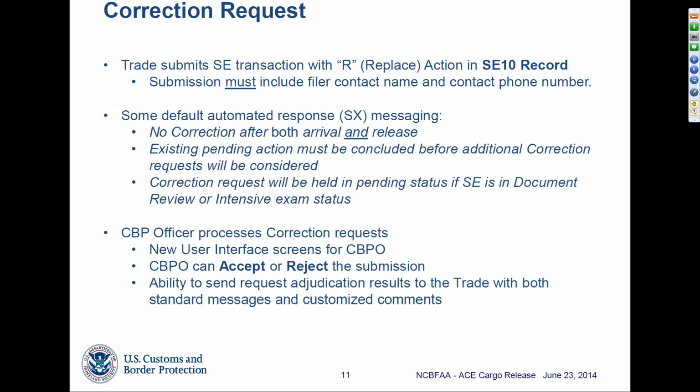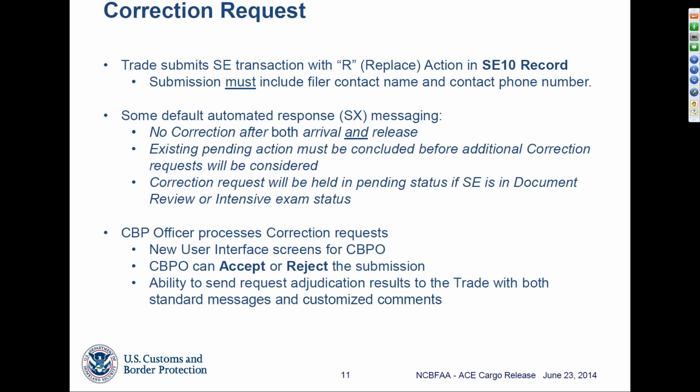So for correction requests, we have some rules about this. Remember that an ACE entry can be filed way in advance of even the bill being on manifest. So we will take requests and replacements for corrections up until both arrival and release. If it's arrived but not released yet, that's fine. If it's released but not arrived, no problem.